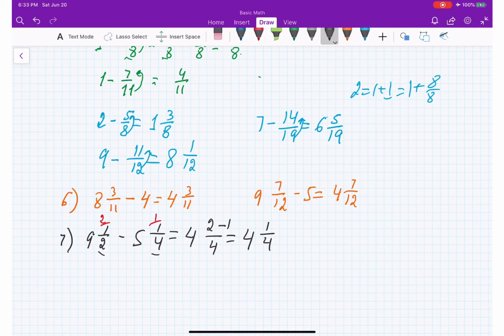Okay, another one, 5 and 3 over 8 minus 2 and 5 over 6. So 5 minus 2 is going to be 3. And for 8 and 6, the common denominator is going to be 24.